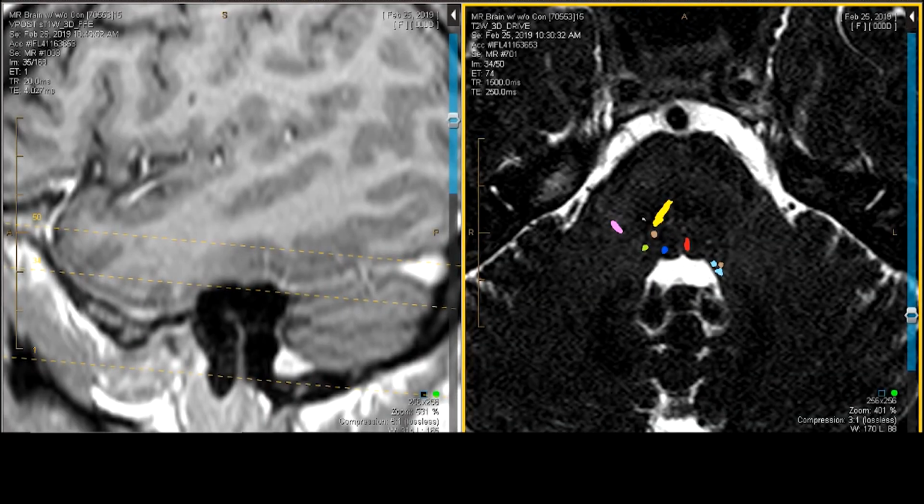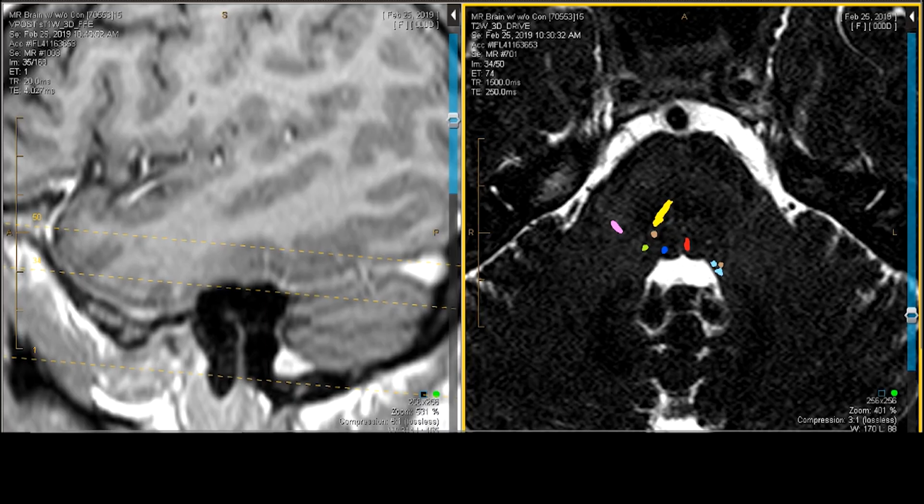So I have before you a sagittal T1 high-resolution thin section image on the left, but pay no attention to that for right now. I want to focus your attention on the right side of the screen, the axial T2 high-res image. Here is the sixth nerve coming out anteriorly, but I am interested in the real origin of the seventh nerve.